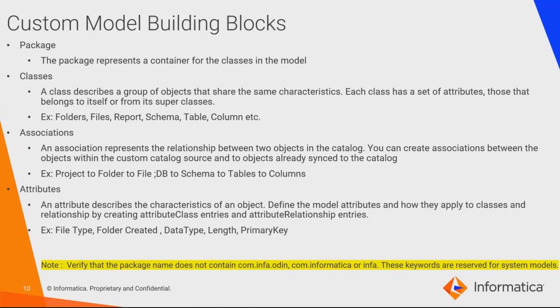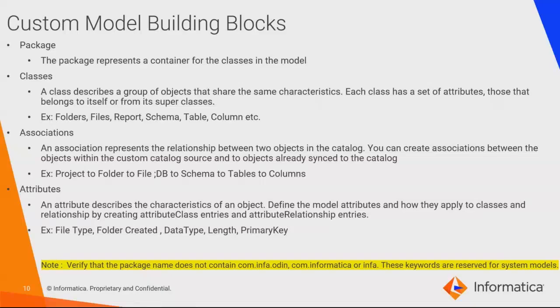And then attributes. Basically, attributes are the characteristics of any object. For the table, the characteristics would be the table name, when it was created, and what kind of table it is. For columns, the column data type, length, and whether it is a primary key or nullable. So we need all these blocks to create a custom model.